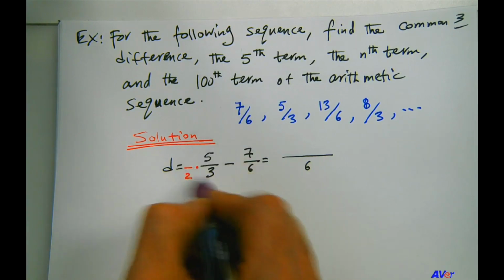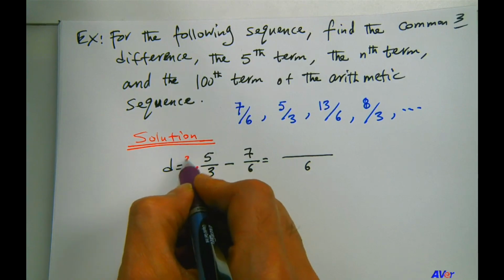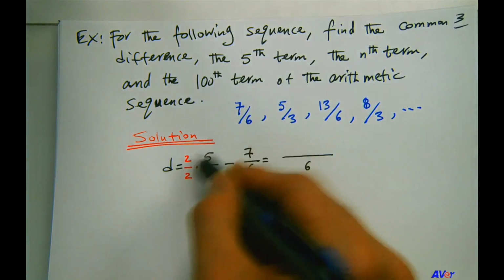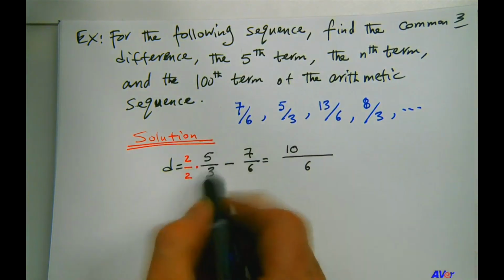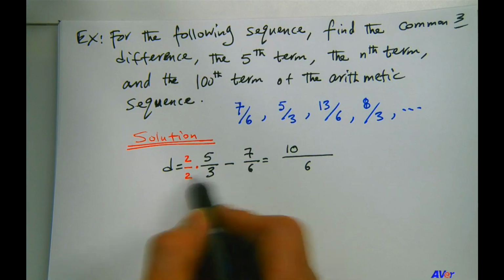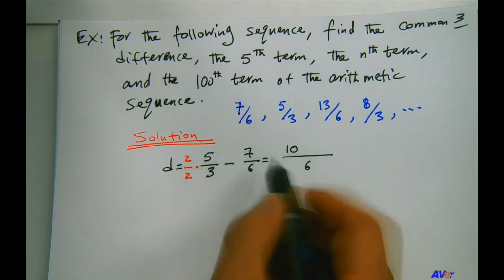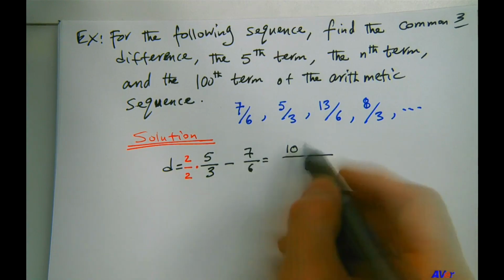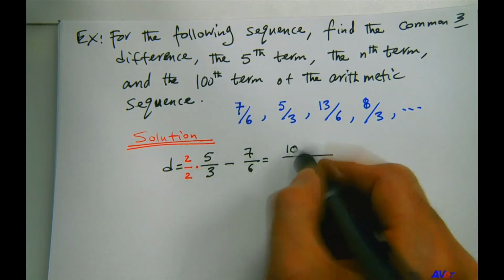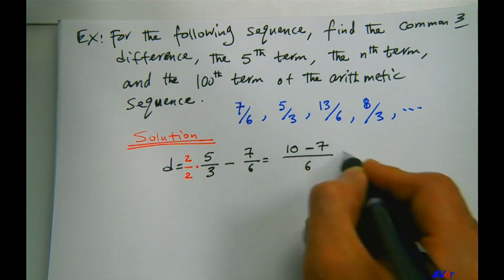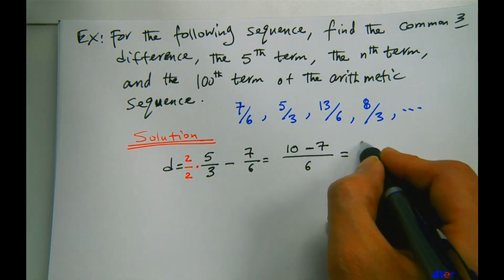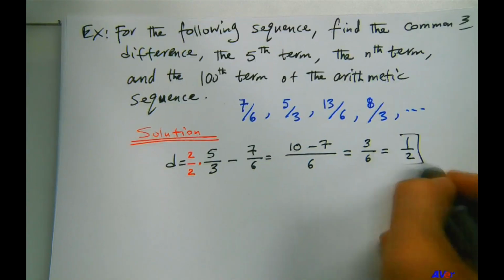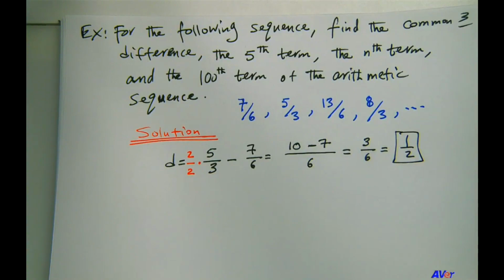But we can't do this to the denominator and not do the same thing to the numerator. So we're going to multiply the numerator by 2 as well. Then we get 10, right? Then because we now have common denominator 6 and 6, we can add or subtract the numerators. In this case, subtract, of course. So 2 times 5 is 10 minus 7. We have 3 over 6 or 1 over 2. So that is the common difference. Okay.